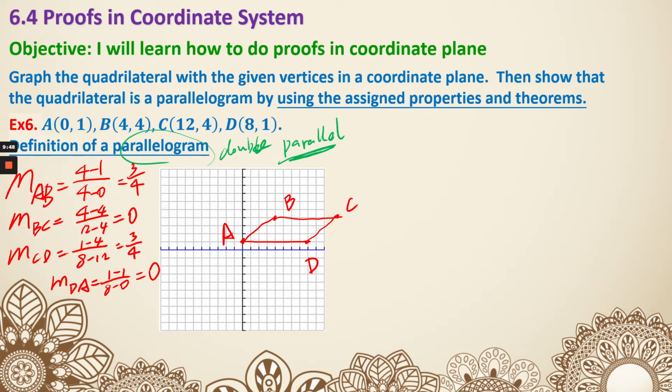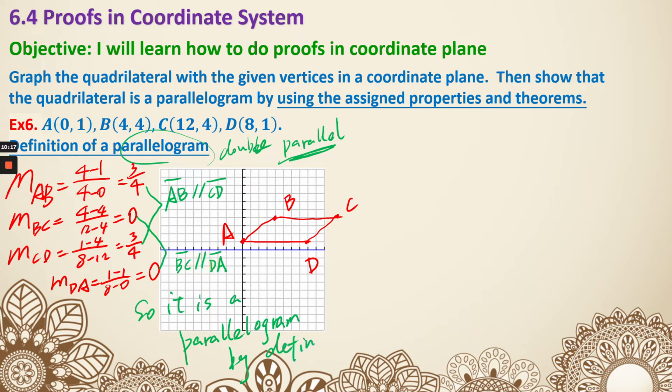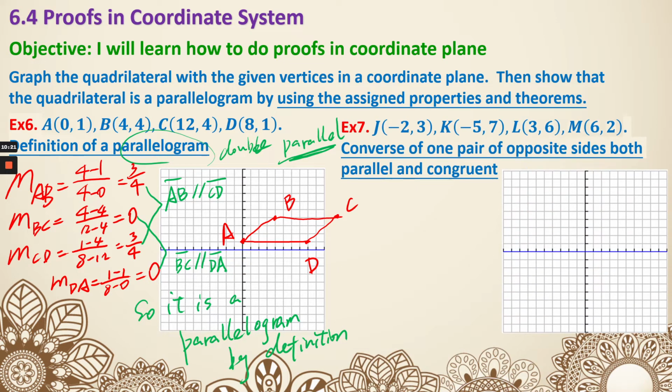Now you can see, I can conclude these two are the same. So that means AB is parallel with CD. These two are the same. I can conclude BC is parallel with DA. So that means I can conclude it is a parallelogram by definition. That is example 6.